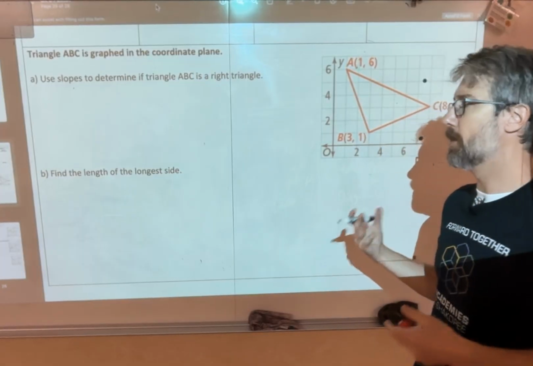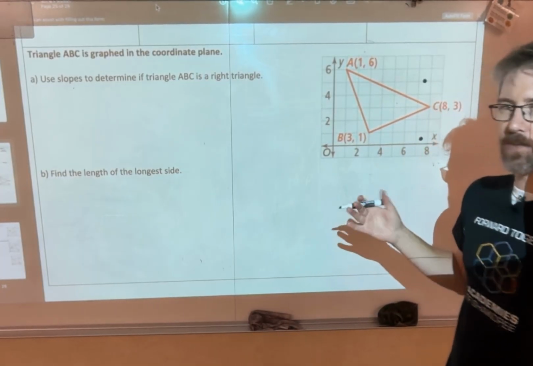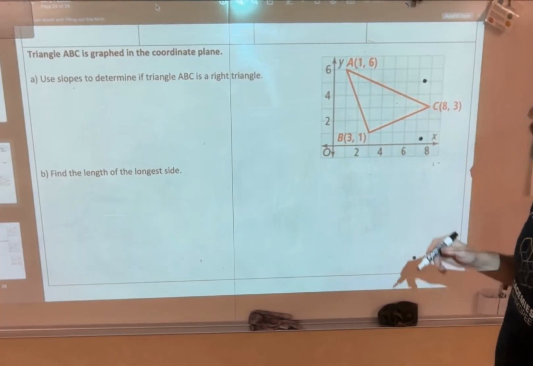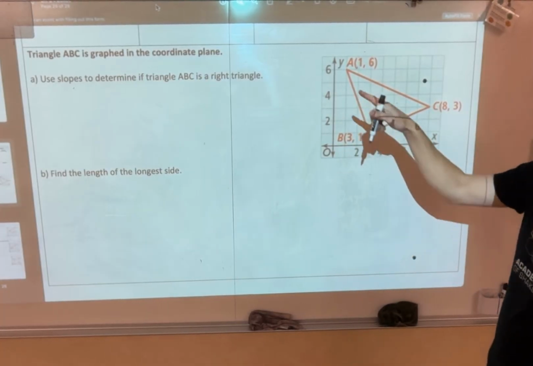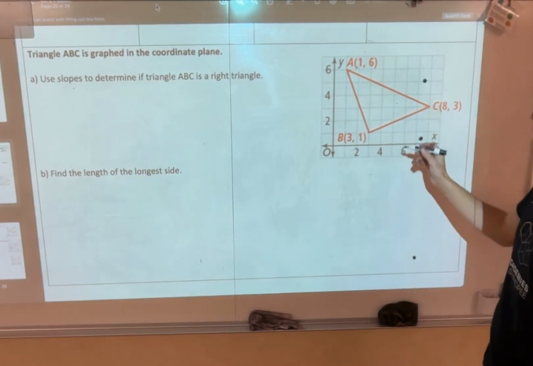In this video, we're going to go through some examples of classifying and doing some work in the coordinate plane with polygons. So starting out, we've got our triangle here. We're using slopes to determine whether or not ABC is a right triangle.